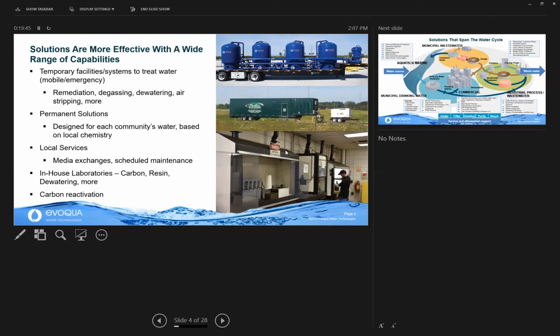Carbon reactivation is yet another one, whether your facility may or may not use carbon in the long run.